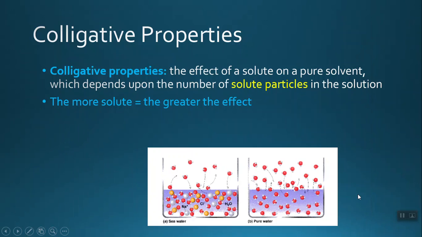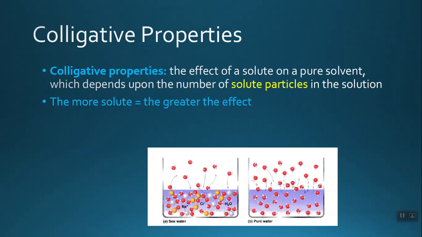The last thing we're going to talk about are colligative properties, and we're going to talk about two colligative properties. So this is the effect of a solute on a pure solvent. We're going to compare how properties are different for a solution versus a pure solvent, like just pure water, okay? And for these two properties, just keep this in mind: the more solute that's in the solution, the greater the effect is going to be, okay?